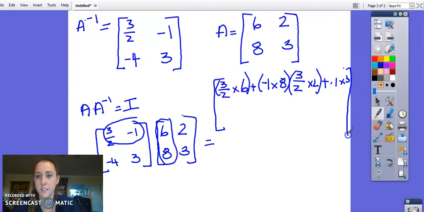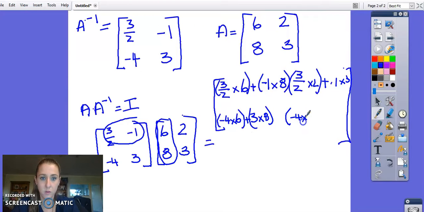Sorry, it's cutting off the screen. Then we're negative 4 by 6 plus 3 by 8. And then we are negative 4 by 2 plus 3 by 3.